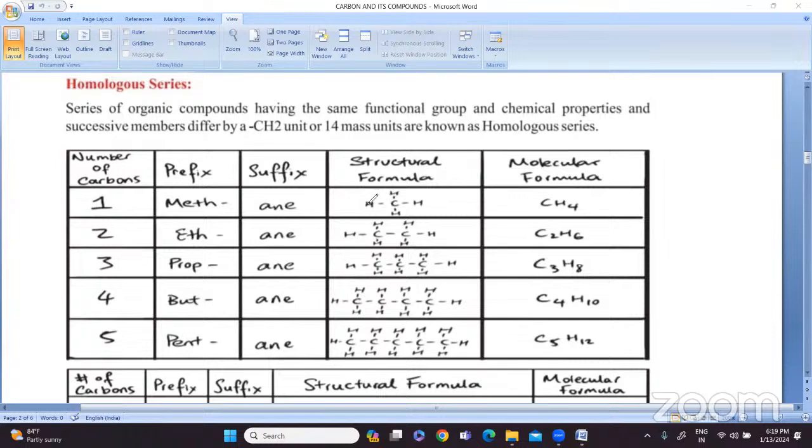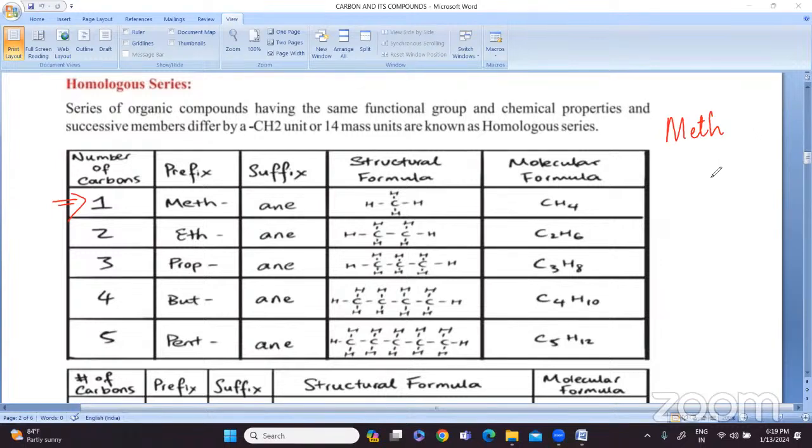Next is molecular formula. What is the molecular formula of this particular compound? When the number of carbon atoms is 1, what is the prefix used? It is meth. Meth is the prefix.